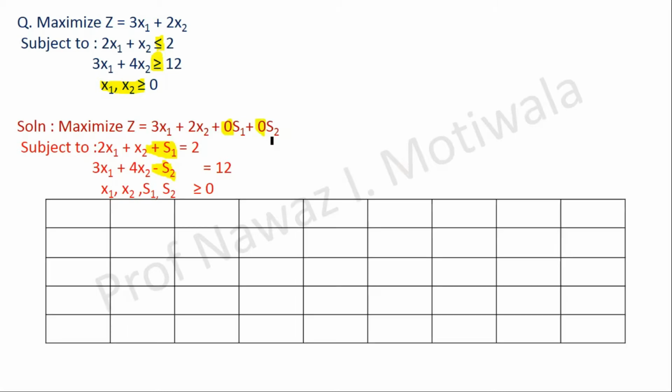After doing all this, the next step is to form a simplex table with the given variables. So I will form a table with the variables x1, x2, s1, s2 and also write b. Next step is to write the corresponding coefficients. So I will write 3, 2, 0 and 0. Next, write up the coefficients from the given equations. So it will be 2, 1, 1, 0, 2, and 3, 4, 0, -1, and 2.